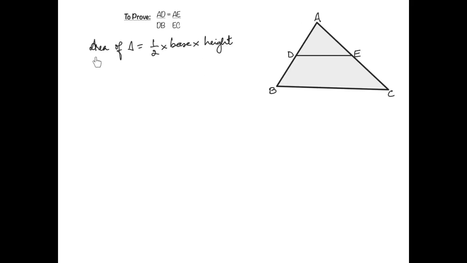Now the proof of the theorem is based on the area of a triangle. So when we have divided this triangle with the line DE, the triangle is divided into two parts. The first is ADE, and the second is BDEC. Let me write down those two parts: ADE is the first part and BDEC is the second part, right?